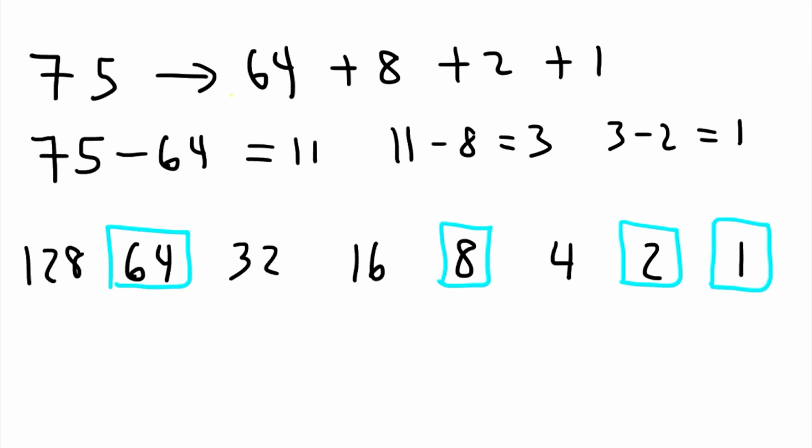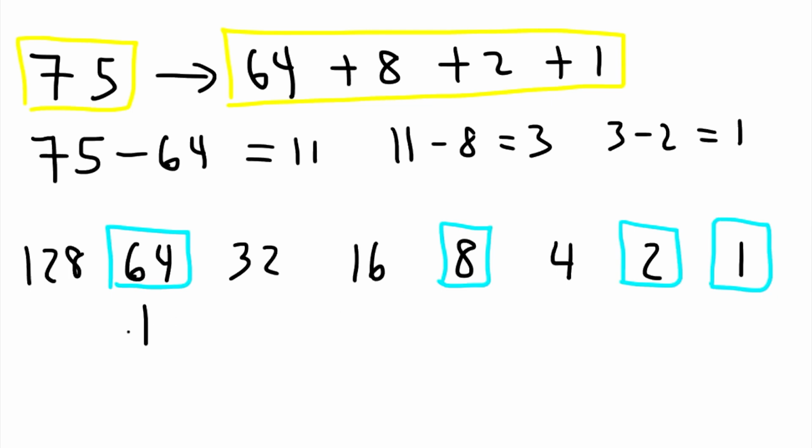Because if you add these numbers, 64 plus 8, that's 72. 72 plus 2 is 74. 74 plus 1 is 75. These 4 numbers add up to 75. Now once you have that, you can begin to write the numbers in binary.